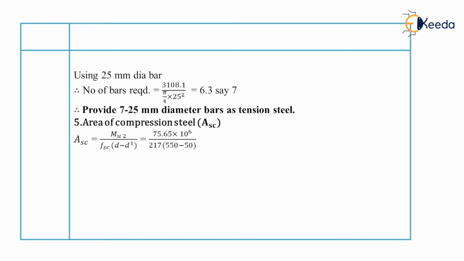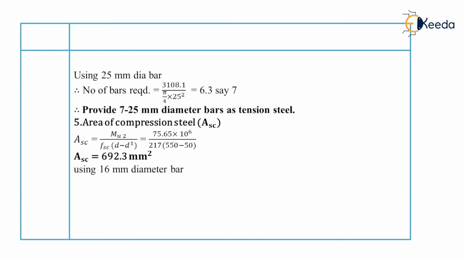FSC we have calculated, that is 217 Newton per mm square. MU2 is 75.65 into 10 raised to 6 Newton mm. Small d, that is effective depth, is 550 mm, and the cover is given as 50 mm. Therefore area of steel in compression is equal to 692.3 mm square.